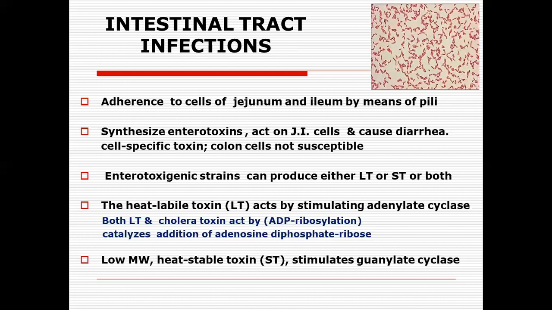And these toxins act by stimulating adenyl cyclase. As we know, the cholera toxins also act in this way, and they catalyze the addition of the adenosine diphosphate ribose. The heat-stable toxins are the low molecular weight toxins, and they stimulate the cyclase.